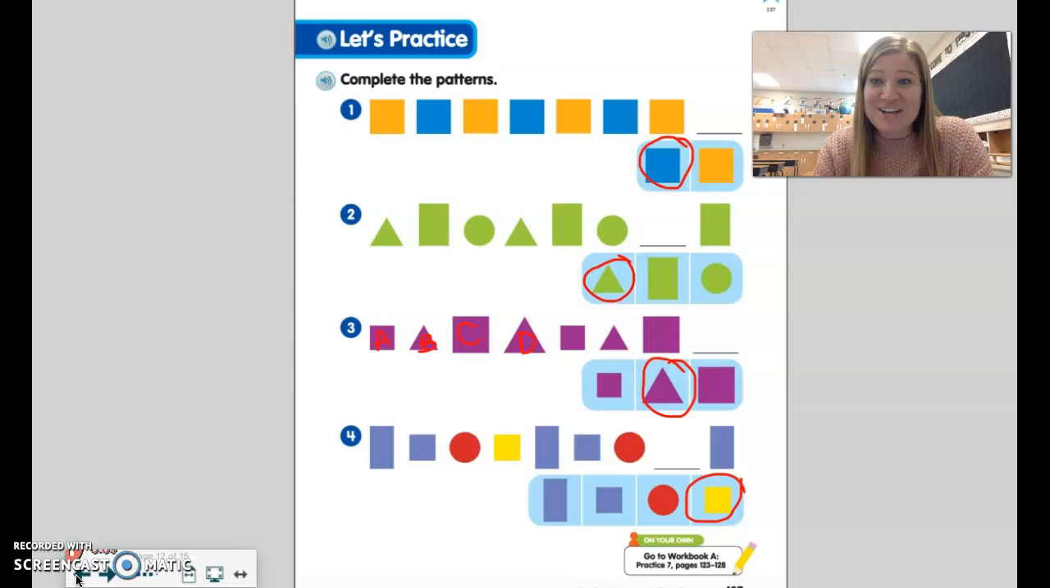All right, that is all. So the next thing that you guys are going to do are your workbook pages, and you're doing pages 117 to 122. Have fun.